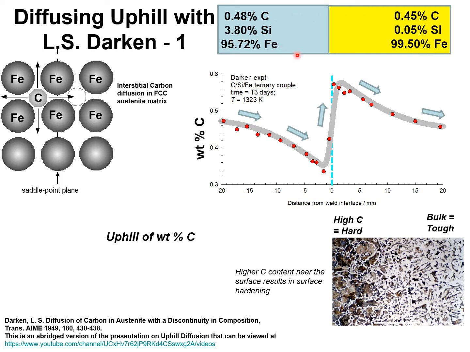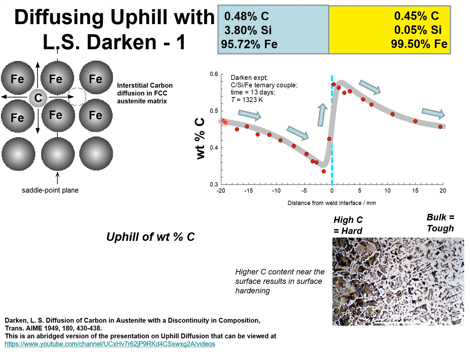The two bars are raised to a temperature of 1323 Kelvin by placing them in a furnace for 13 days, and thereafter the bars are quenched and the compositions of carbon along the distance from the interface measured on both sides.